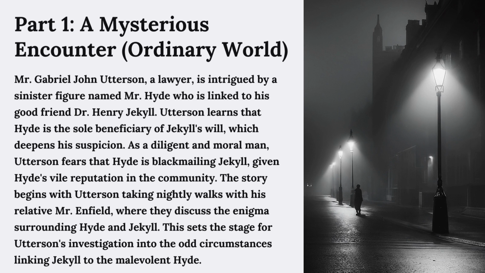Part 1. A Mysterious Encounter. Mr. Gabriel John Utterson, a lawyer, is intrigued by a sinister figure named Mr. Hyde, who is linked to his good friend, Dr. Henry Jekyll. Utterson learns that Hyde is the sole beneficiary of Jekyll's will, which deepens his suspicion. As a diligent and moral man, Utterson fears that Hyde is blackmailing Jekyll, given Hyde's vile reputation in the community.